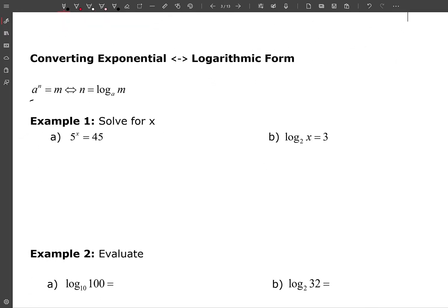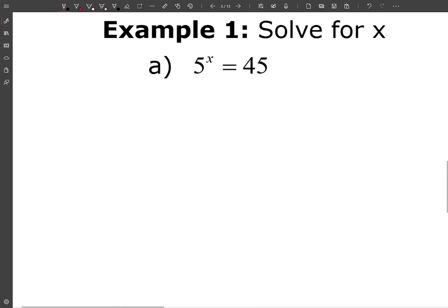So remember, the key is that a to the n is equal to m means that n is equal to log base a of m. I find that it's always easier to just see it with numbers. So let's say I have 5 to the power of x is equal to 45, and I want to solve for x. So what I'm going to do is convert it to log form. So this means that x is equal to log base 5 of 45. So you can see all the components are there.